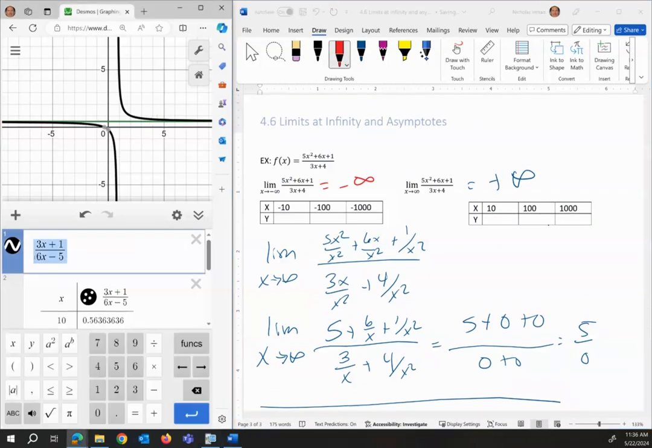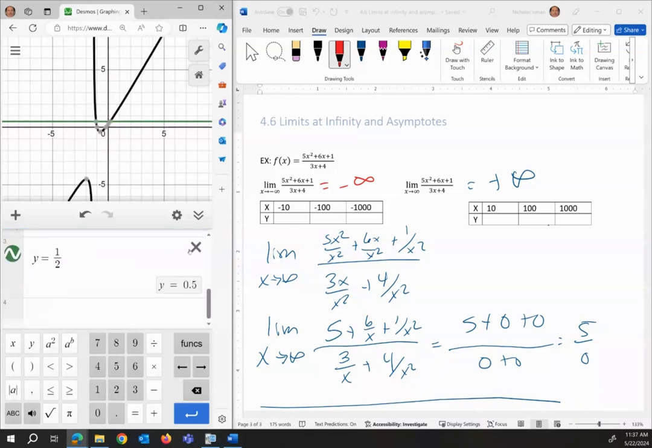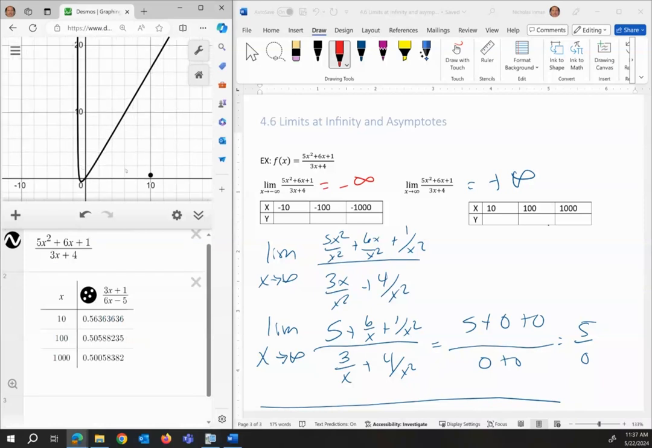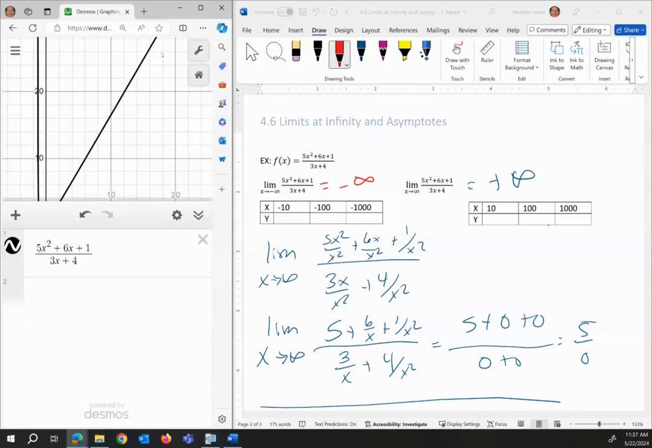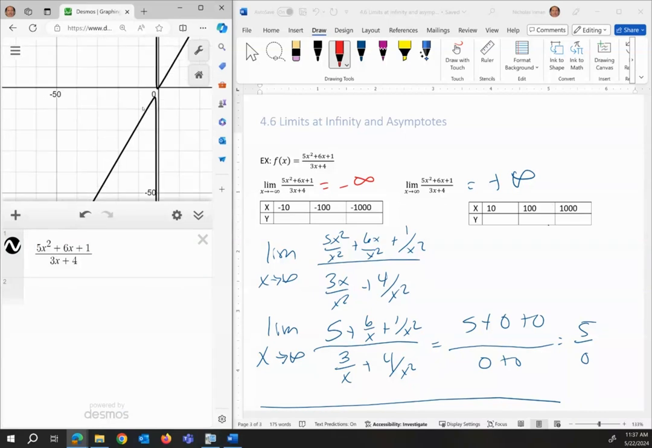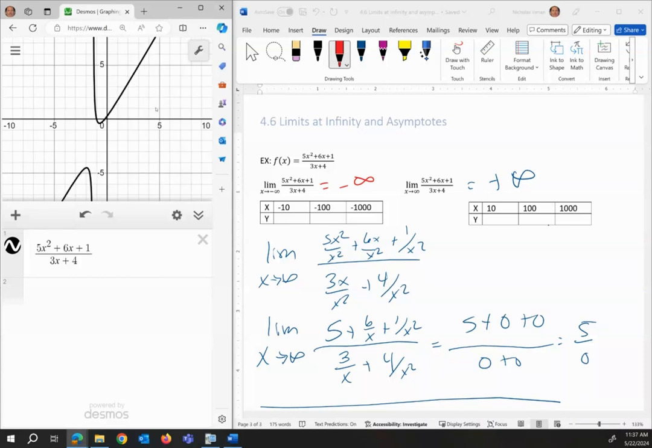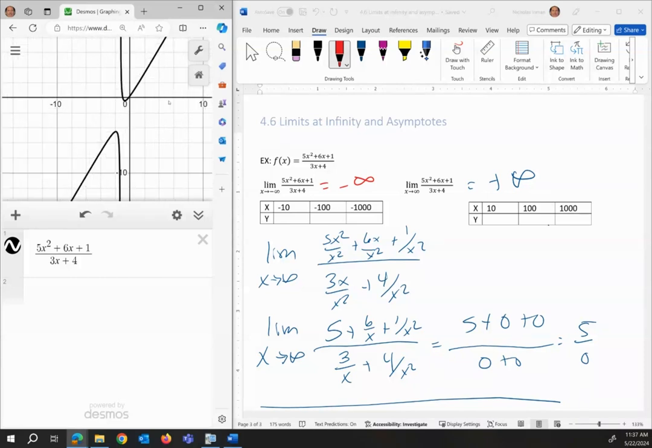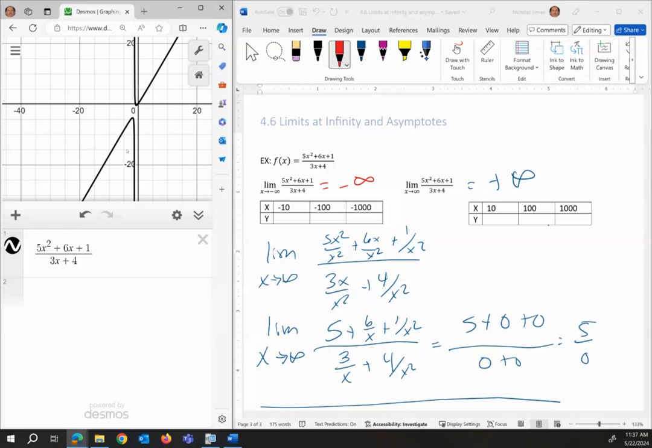Let's see if our graph agrees with us. Looking at this thing, as you go really far to the right, what happens to that function? Yeah, we go up to positive infinity. As you go really far to the left, what happens? Yeah, we go down to negative infinity. All right, I agree. Now, this thing we would have is called an oblique asymptote or a slant asymptote.